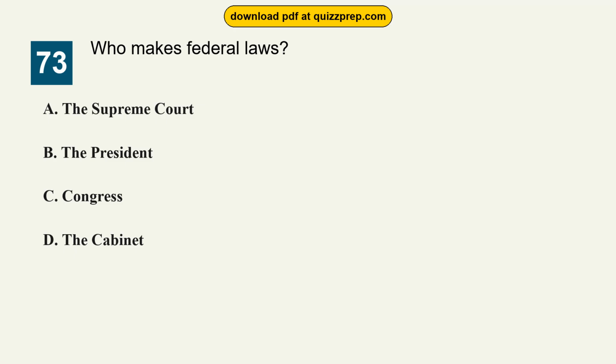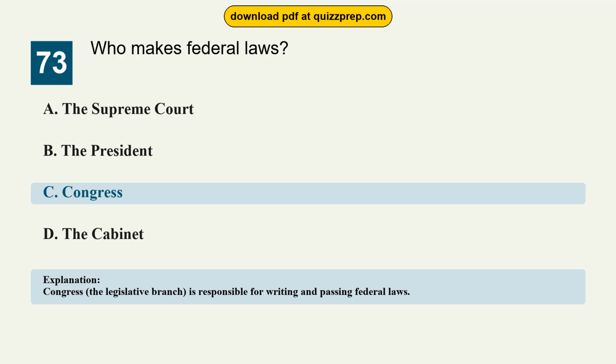Question 73. Who makes federal laws? Option A, the Supreme Court. Option B, the President. Option C, Congress. Option D, the Cabinet. The correct answer is option C, Congress. Congress, the legislative branch, is responsible for writing and passing federal laws.